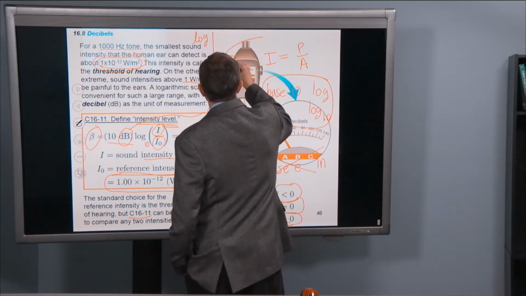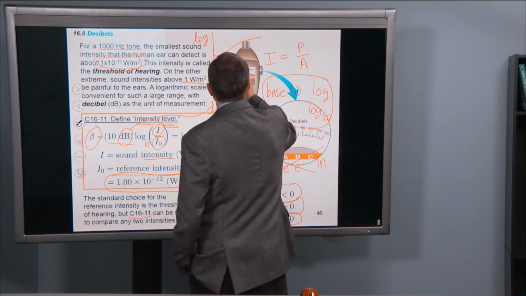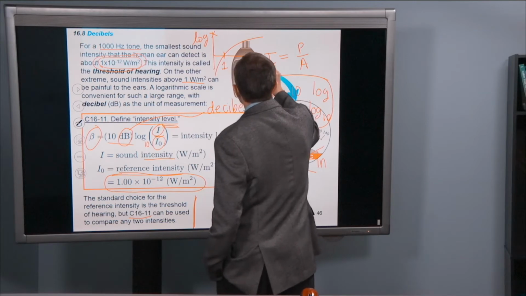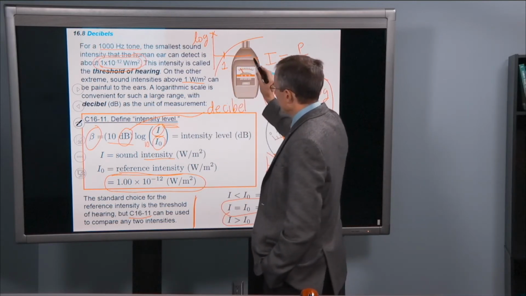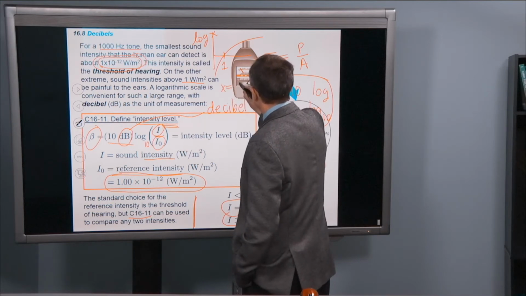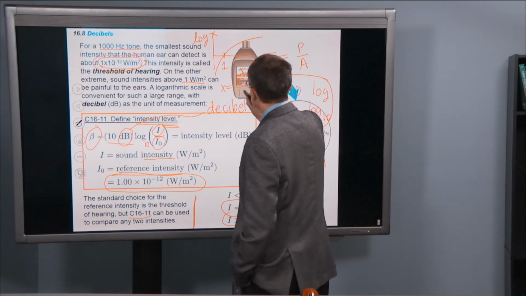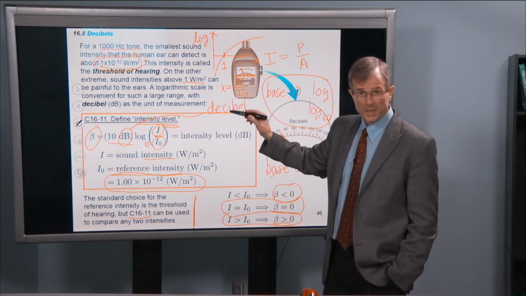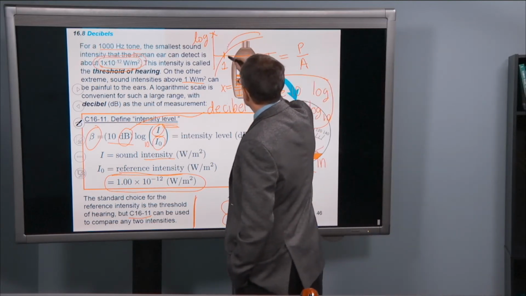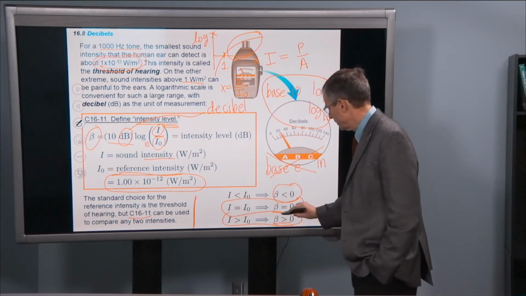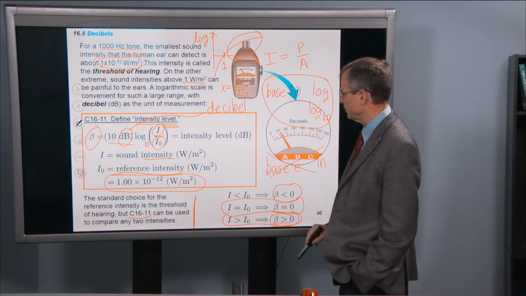If you remember the log function, it looks like this. So this is log of x versus x. In this case, x is representing I over I naught. If I over I naught is greater than 1, then we're up in this region, and the log is going to be positive. And that'll say that beta, the sound intensity level, is positive.